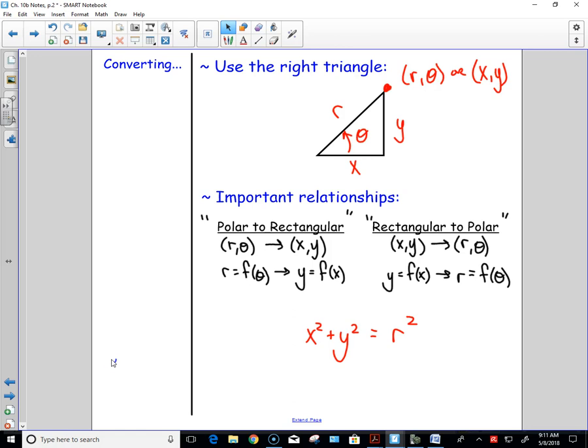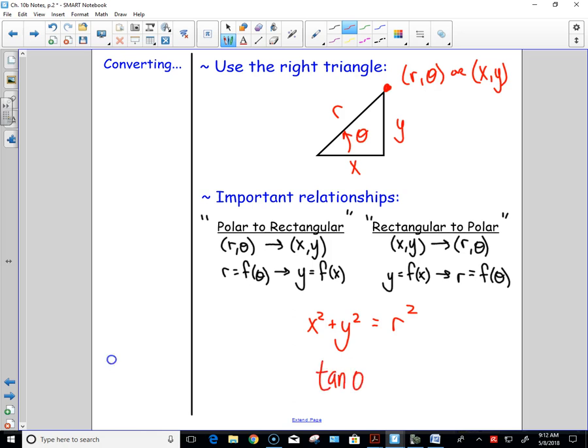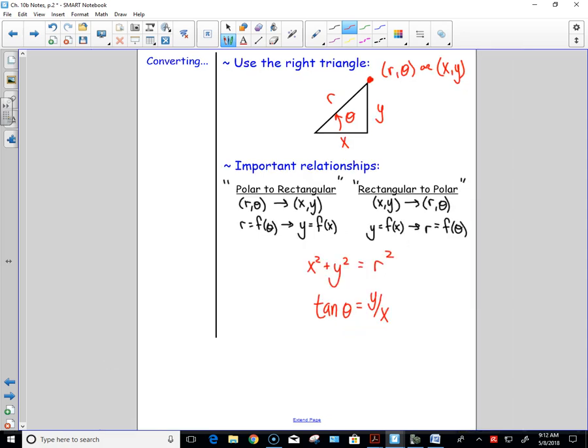Let's see. What's another formula that uses x and y and can somehow get to r and theta? Well, we already got to r using the sides. Now what if we take x and y and try to get to theta? Tangent of theta equals y over x. If we divide y by x, then we'll know what the tangent of theta is. And so couldn't we say theta is going to come from tangent inverse of y over x?